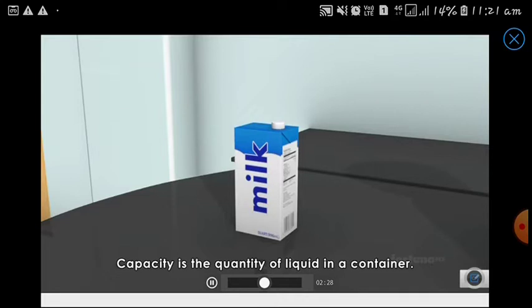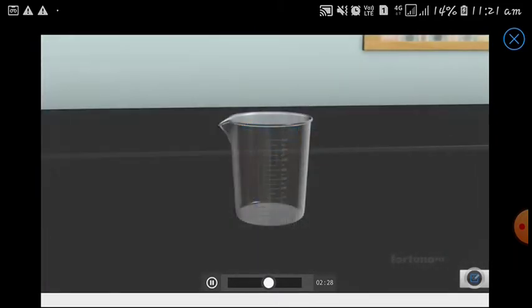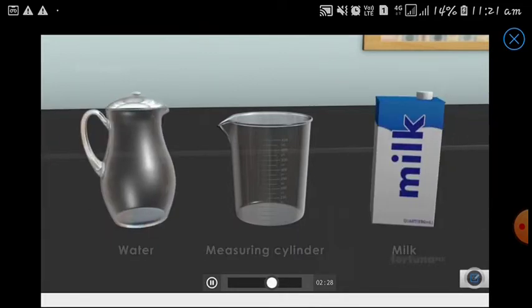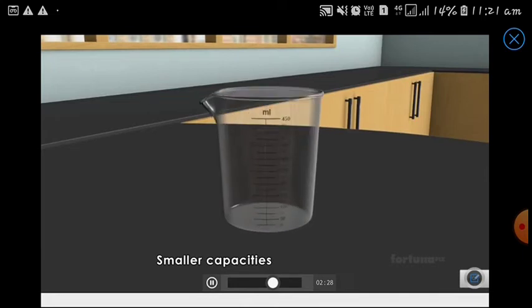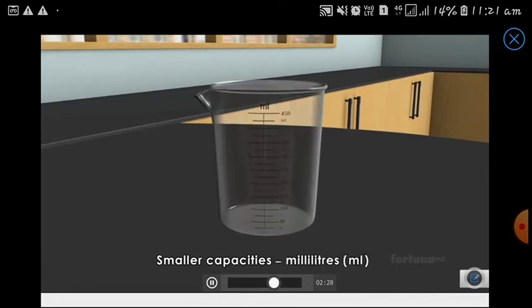Capacity is the quantity of liquid in a container. The standard unit of measuring capacity is liters, written as L. A measuring cylinder is used to measure the capacity of liquid such as water or milk. Small capacities are measured in milliliters, written as ml.